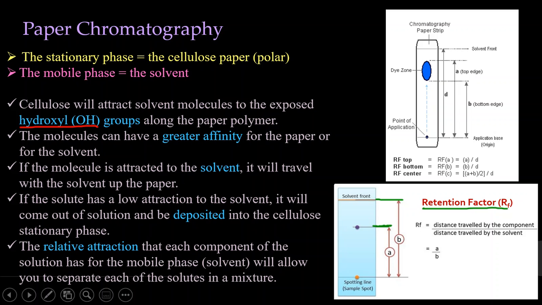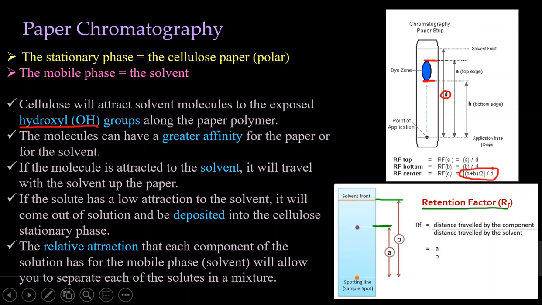Or, as you can see up here, what they're doing is they're measuring the top of the component, the bottom of the component, and then taking an average of that. Okay? So, in order to get the center, they do A plus B divided by 2 and then divide it by the solvent front. And the solvent front is going to be D, this part right here, wherever the solvent travels to.